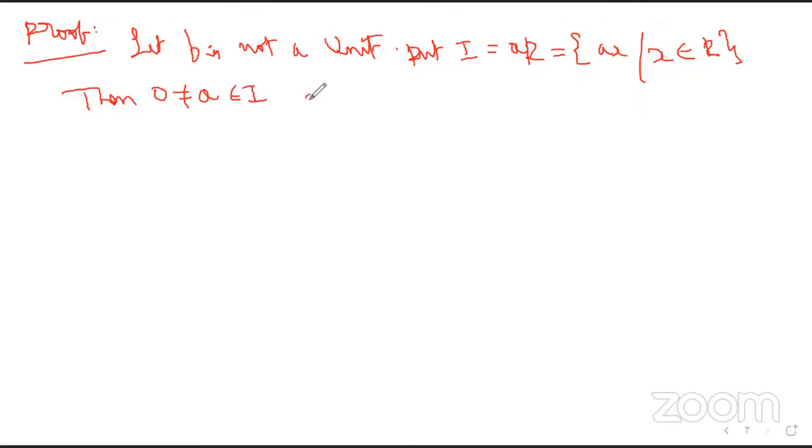And D of A is less than or equal to D of AX, for all 0 not equal to AX, which belongs to I.